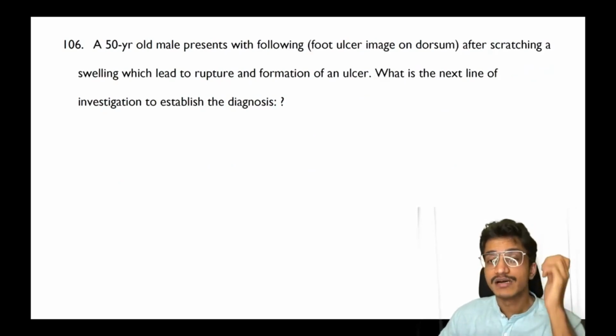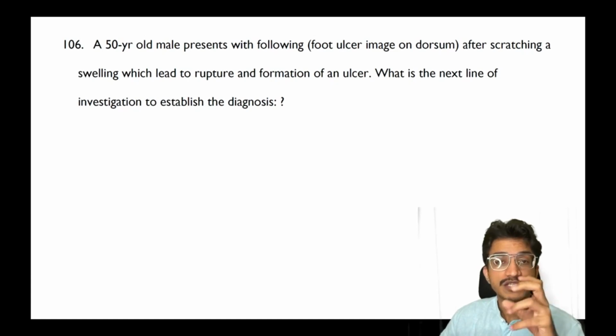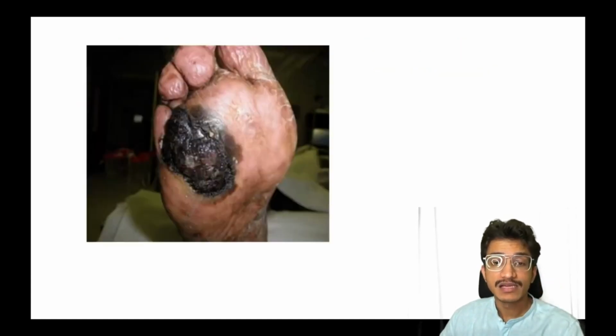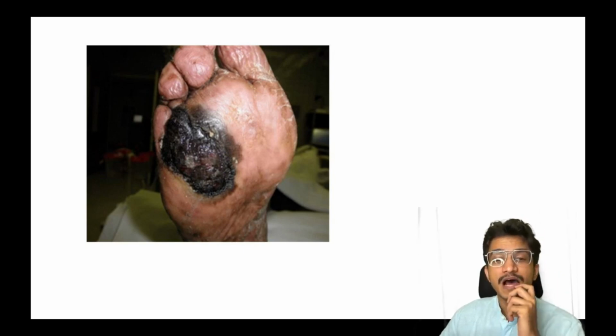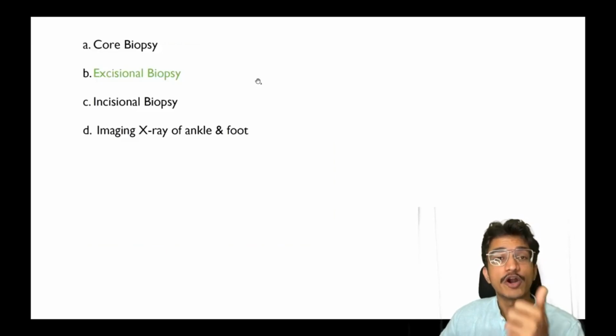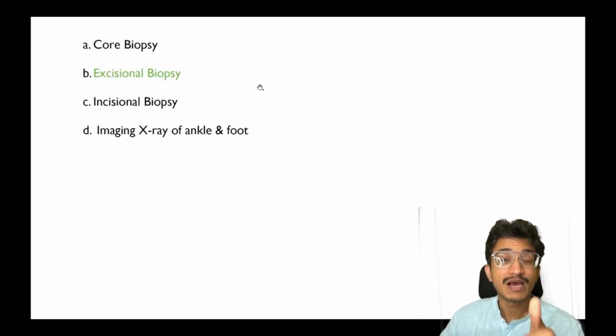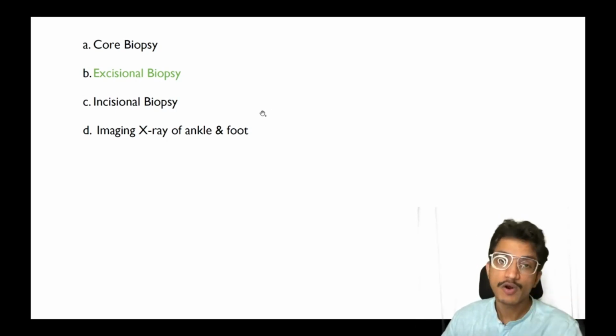Moving on to the next, patient with a foot ulcer, scratching, rupture with formation of ulcer, and the image shared was something like this, that was suggestive of a malignant melanoma. Now according to the recall shared, if it was a very huge ulcer and swelling like this with a blackish picture, that is suggestive of a malignant melanoma. You cannot do a core biopsy, you cannot do an incisional biopsy, you should always go for an excisional biopsy. Even if it is a malignant melanoma or something else, you should go for an excisional biopsy according to my opinion.